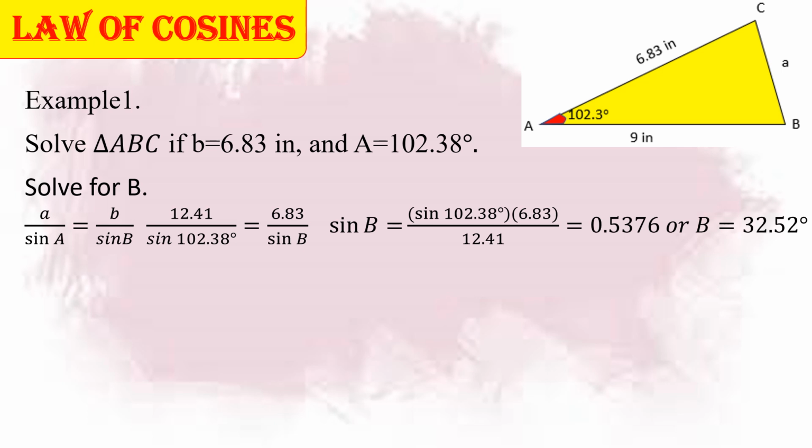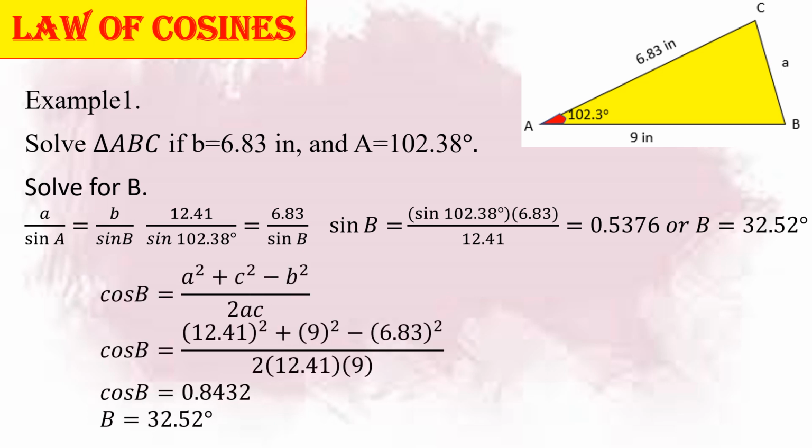So that makes 0.5376, or B, or kunin yung degree niya. So that makes B is equal to 32.52. So that's the measurement of the angle B.